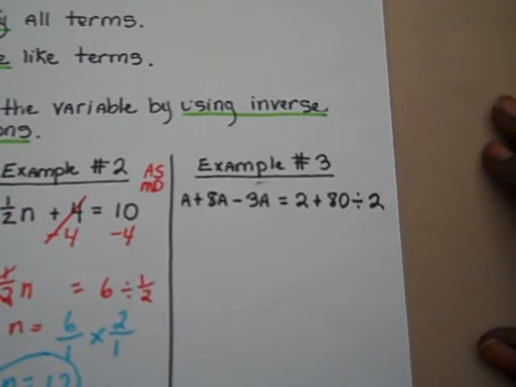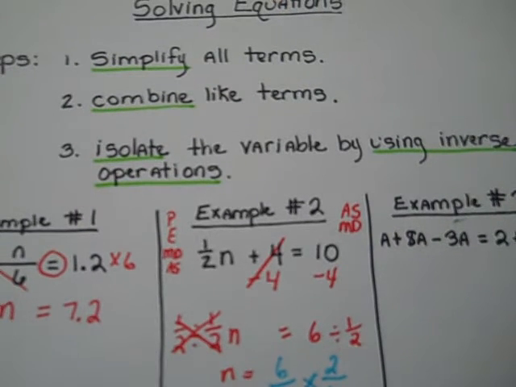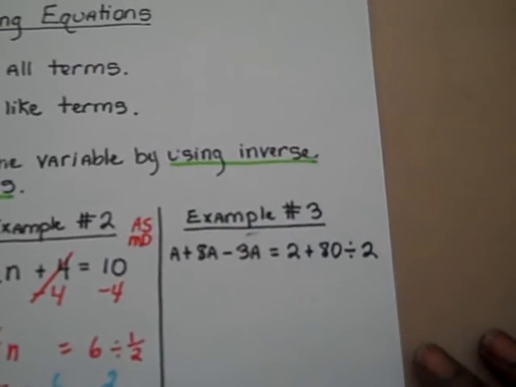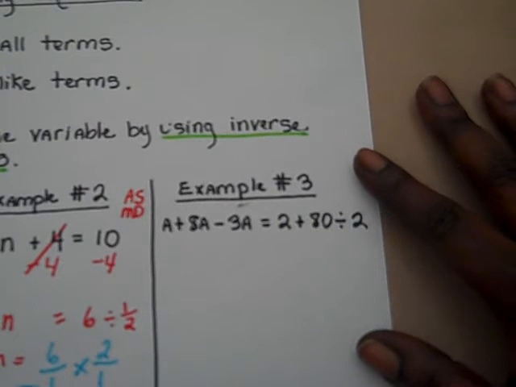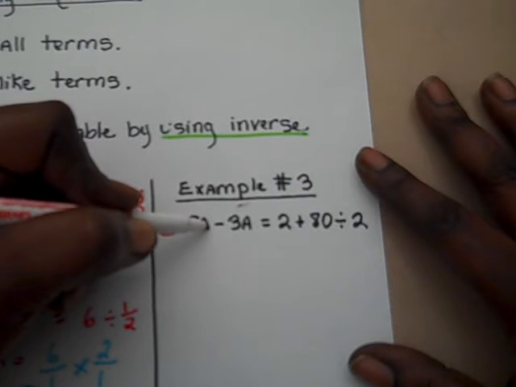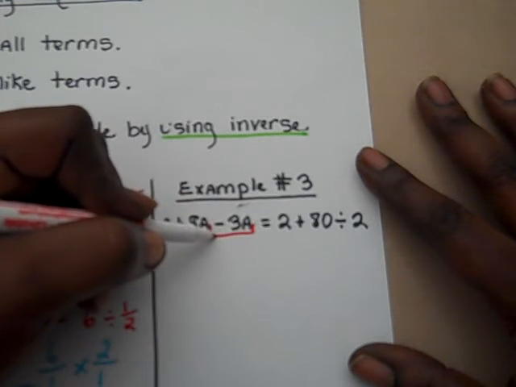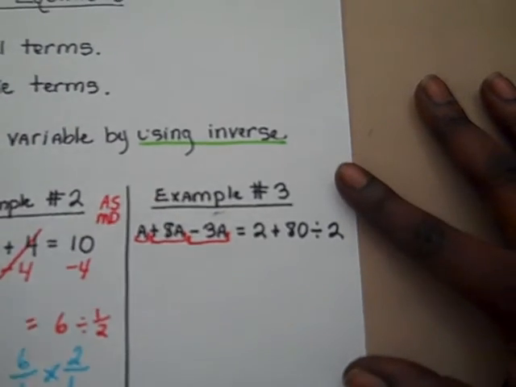Finally, example number 3. Number 3 is probably as tricky as it's going to get. This is what we call a multi-step equation. You must do all 3 steps before you even attempt to solve. So what that means is when you look at this equation, first we're trying to look if we need to simplify any terms. So I have a, which is simplified, positive 8a, which is simplified, take away 3a, that's simplified.